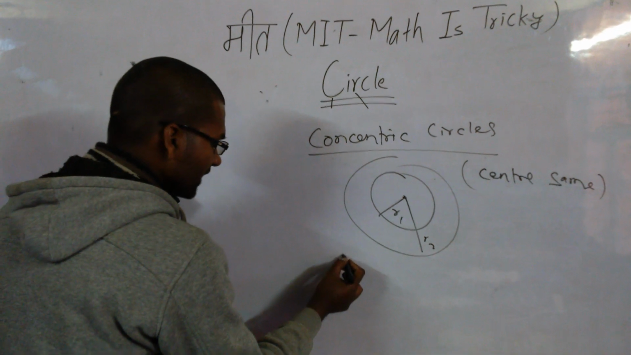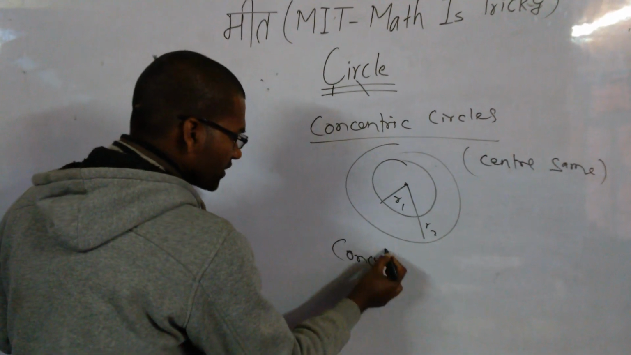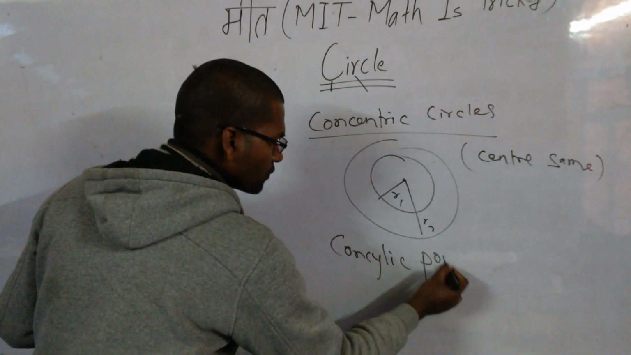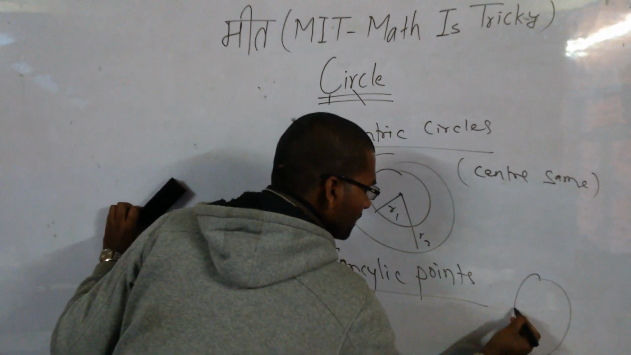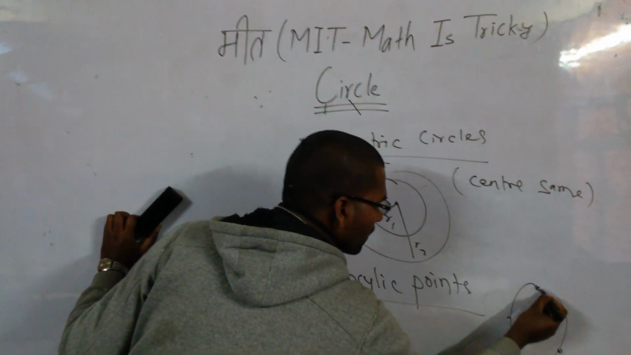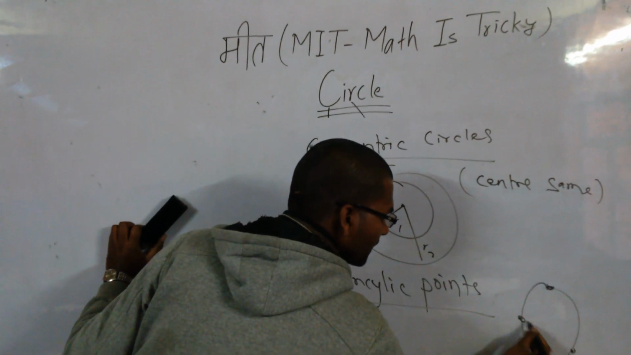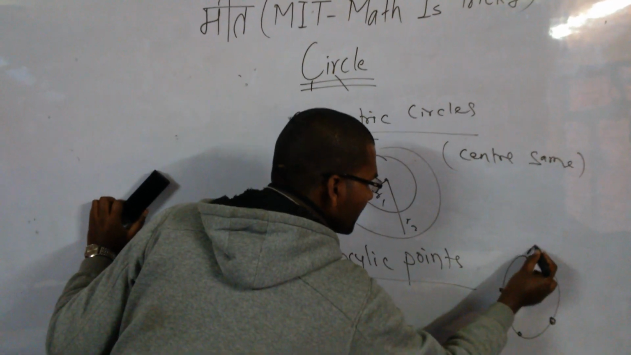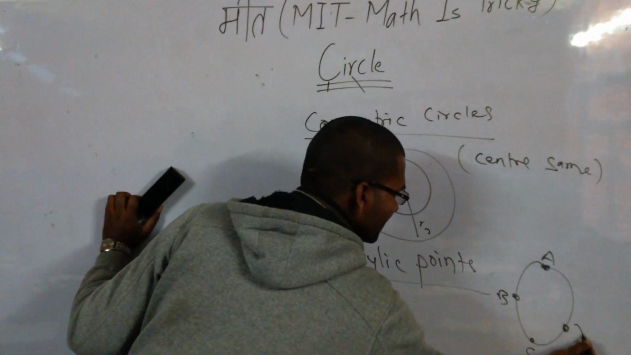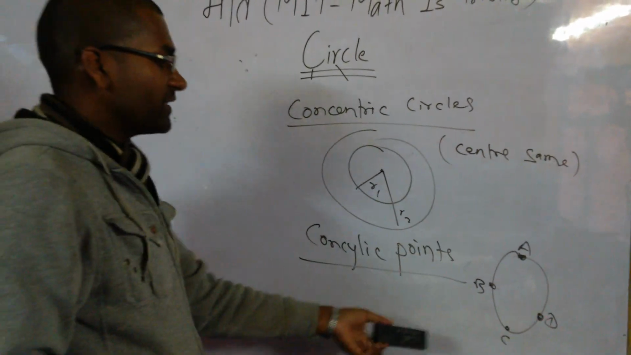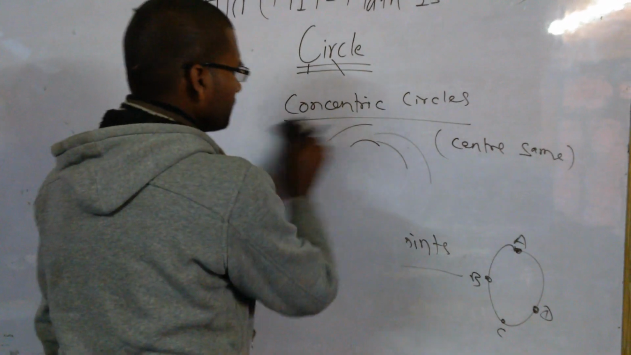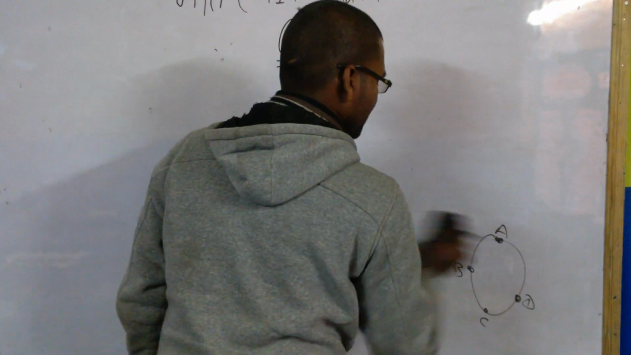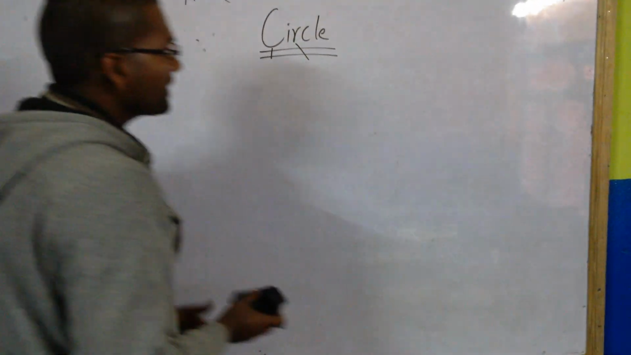So maybe here concyclic points. Concyclic points means all the points on the circle. These points are called A, B, C, D. These are the concyclic points, meaning they are on the circumference of the circle. So now let me do one problem and explain how we do it.